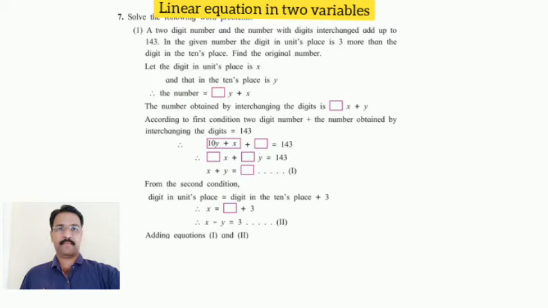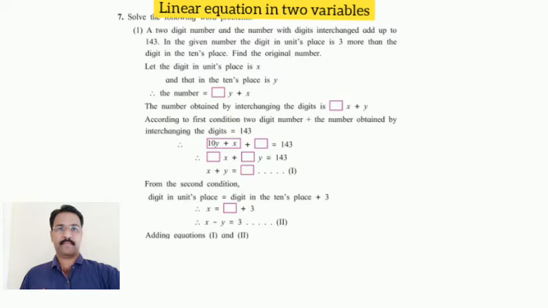We already discussed this. See here, suppose we take 47. This is the tens place, this is the units place. So the tens place value is 40. Remember, that is 10 into 4 plus 7. Like this we get 47. Now, what can we write here?